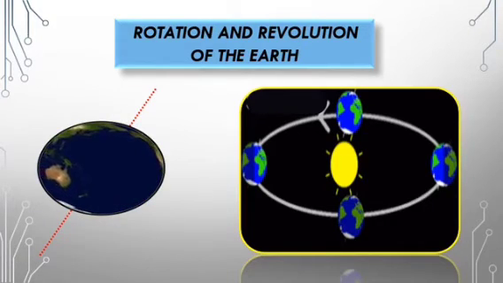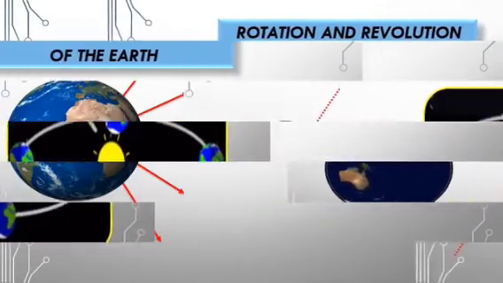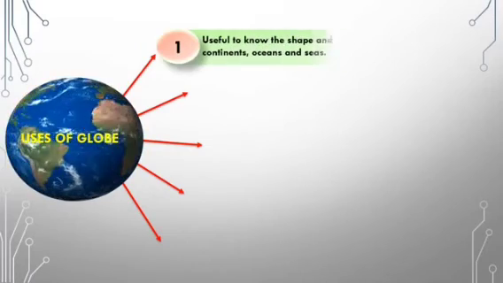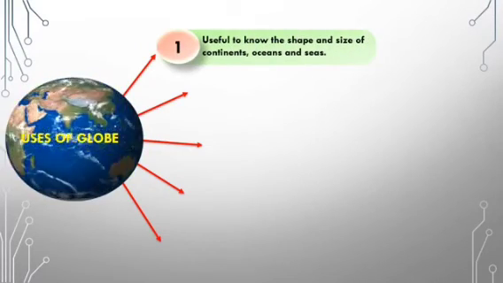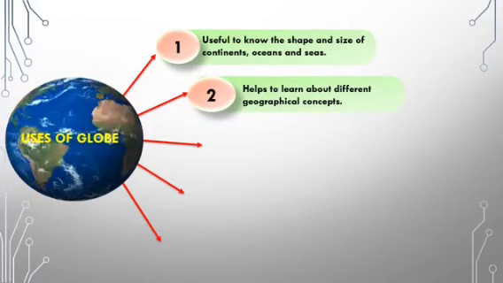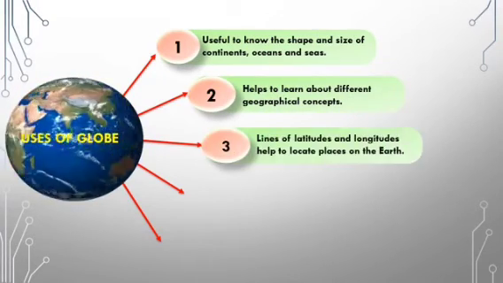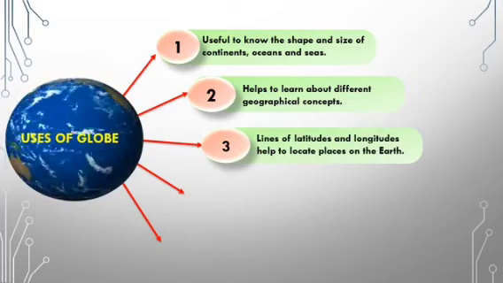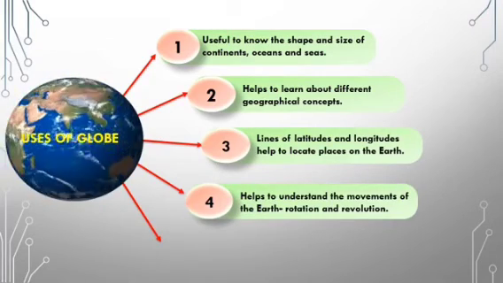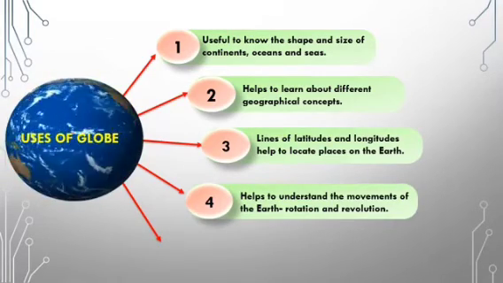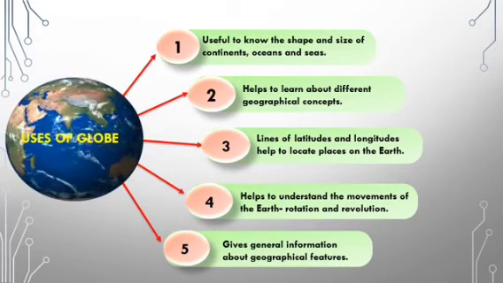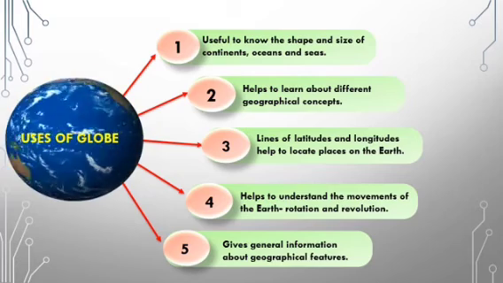Let us recall once again. Globe is useful to know the shape and size of continents, oceans and seas. It helps to learn about different geographical concepts. Lines of latitudes and longitudes help to locate places on the earth. It helps to understand the movements of the earth, rotation and revolution. It gives general information about geographical features.